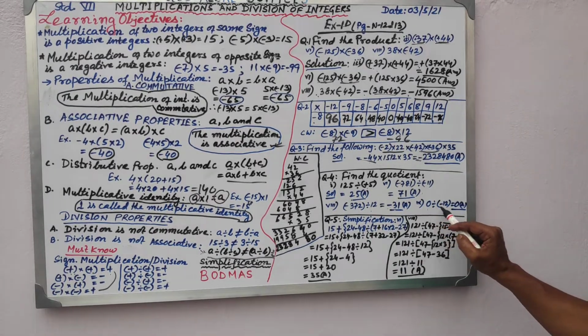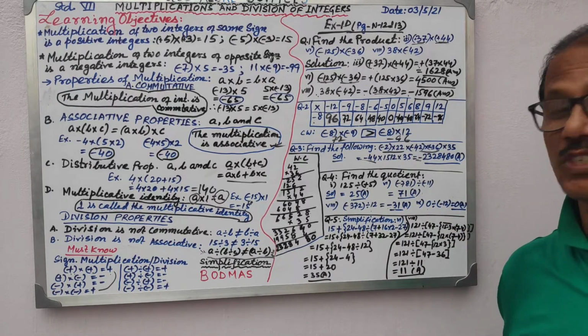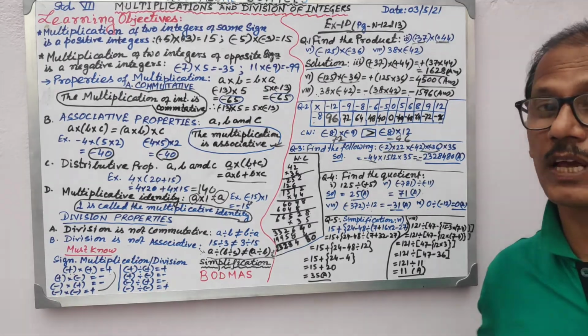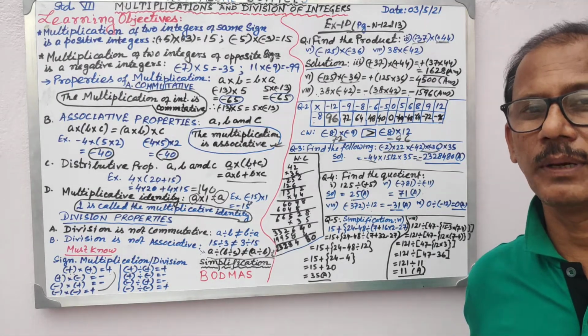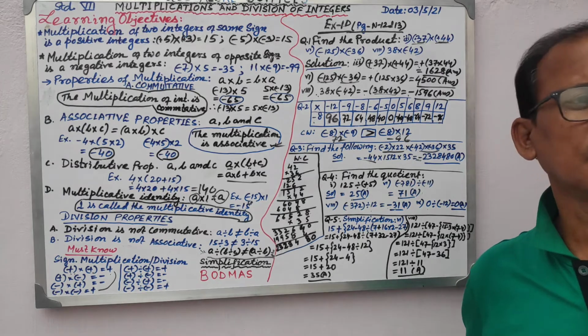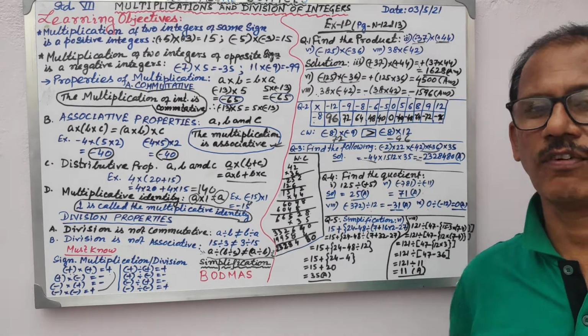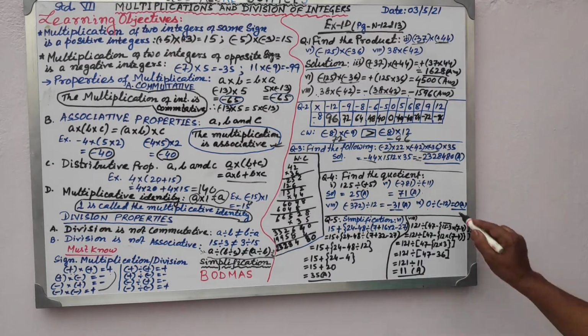Now 0 divided by any integer will be 0. 0 can be the dividend, but 0 cannot be the divisor. If 0 is the divisor, then that cannot be divided, that is not defined. Remember this point. So it will be 0.